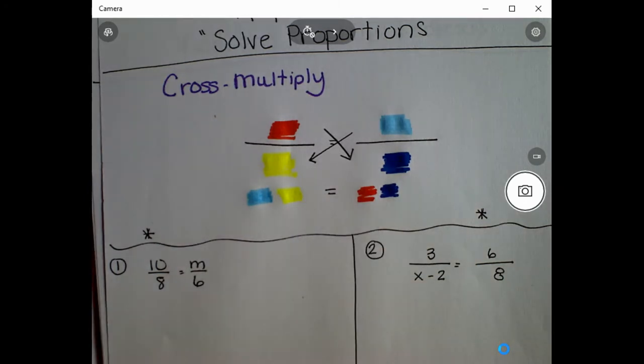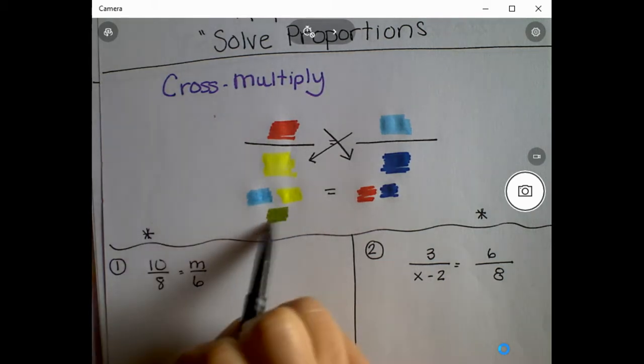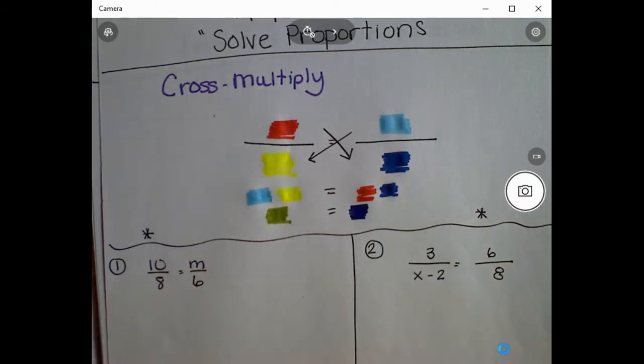The last step would be to actually multiply if you can. So watch this magic. This turns into green. Aren't I cool? And this will turn into purple, like a little art lesson there. Hopefully somehow that will help somebody remember this process.